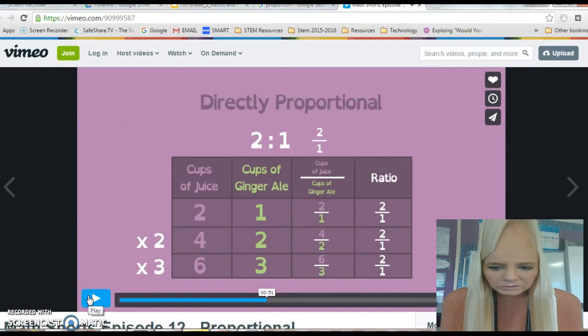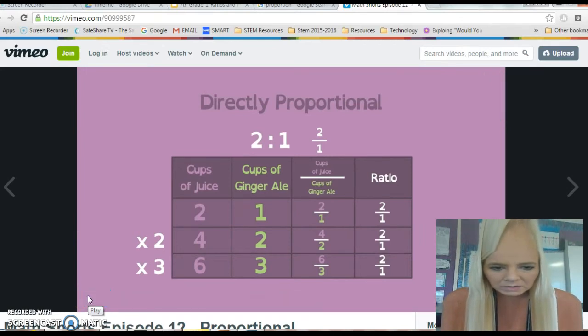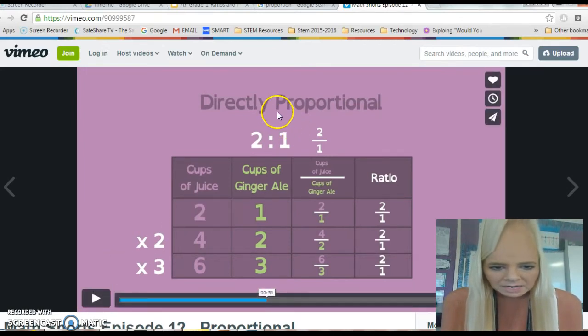So just a quick review here as I stop the video. We talked about ratios in class. There's a few ways to write a ratio, 2 to 1 with a colon, and as a fraction as well. And these are all equivalent because they reduce to 2 over 1. They're proportional to each other.